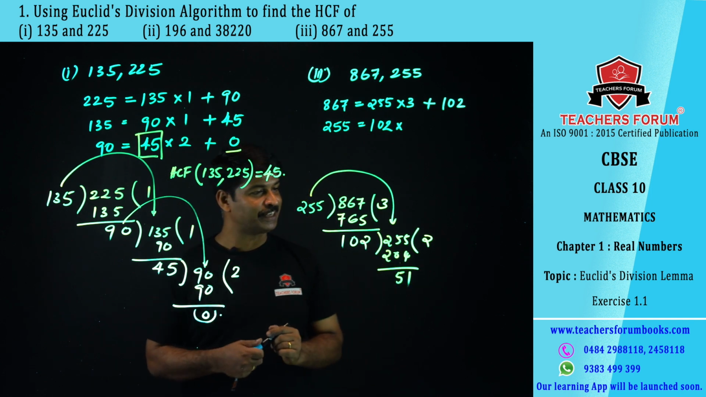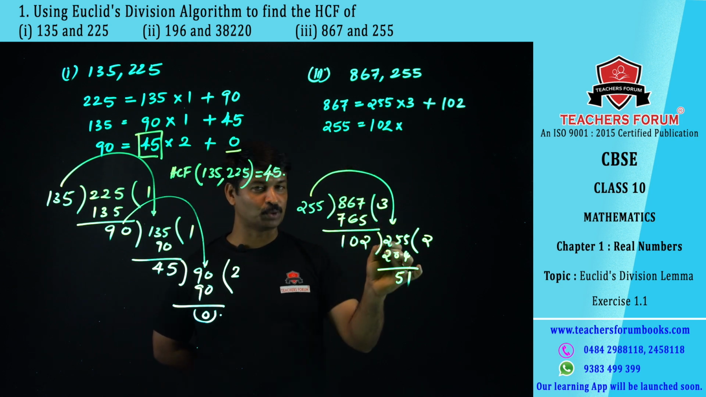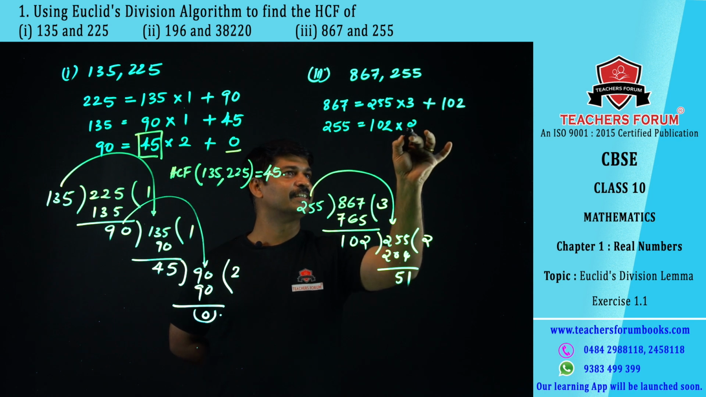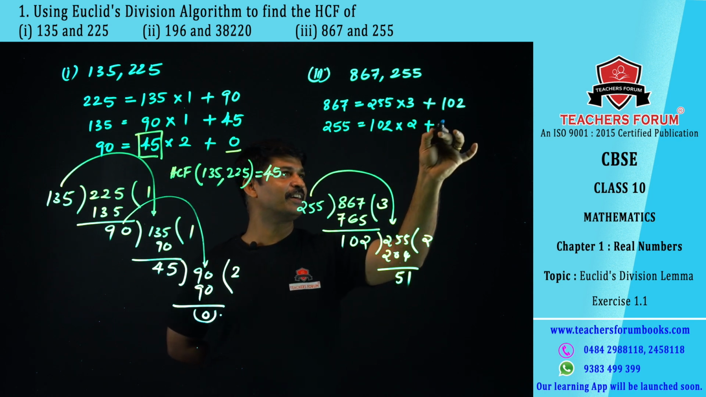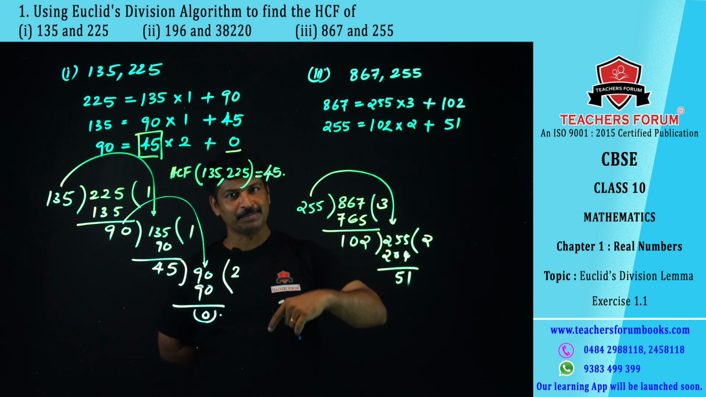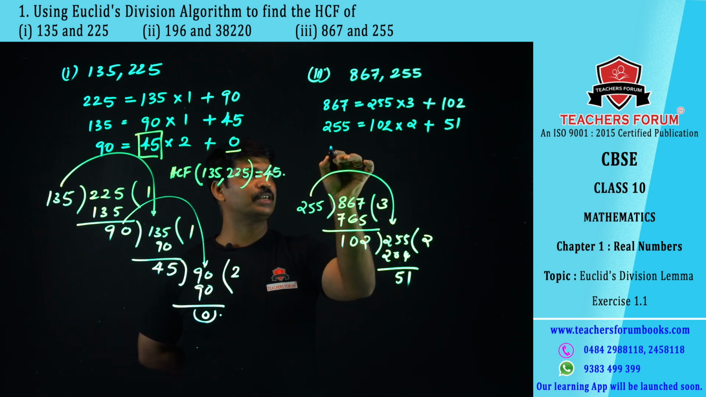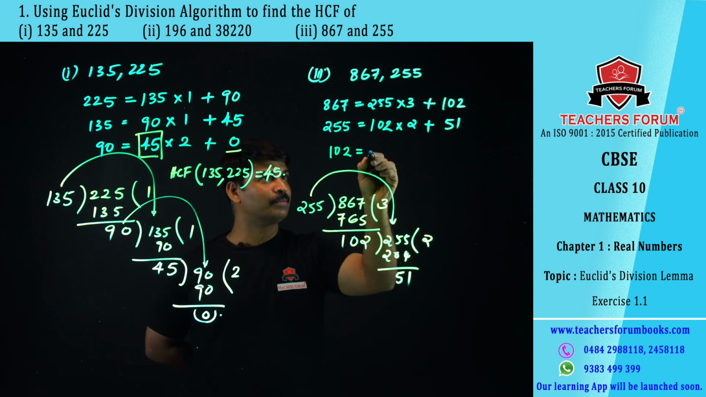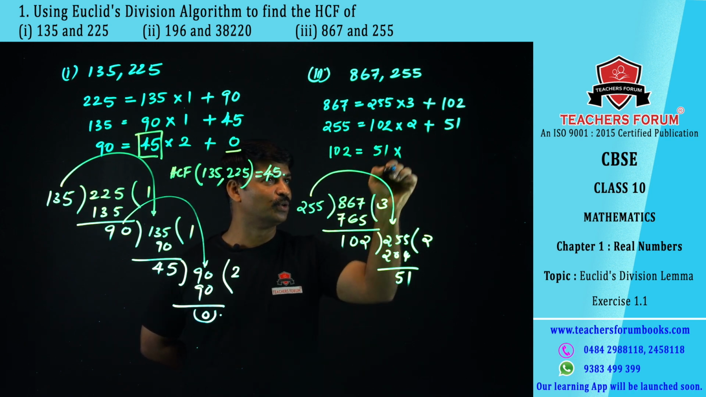So this step can be written as dividend is equal to divisor into quotient plus the remainder, that is 255 is equal to 102 into quotient plus the remainder 51. Okay, it is clear, I think. Now in the next step, the divisor becomes the dividend and the remainder becomes the divisor, that is 102 is equal to 51 into, let us see.